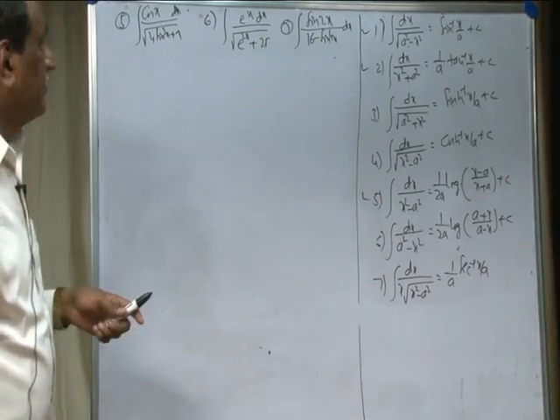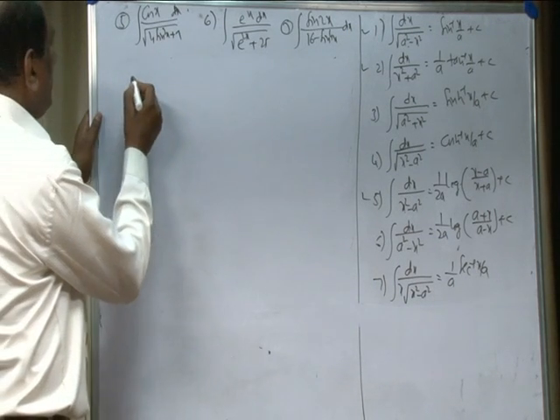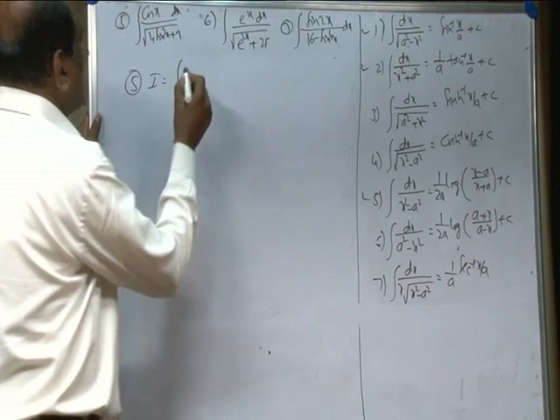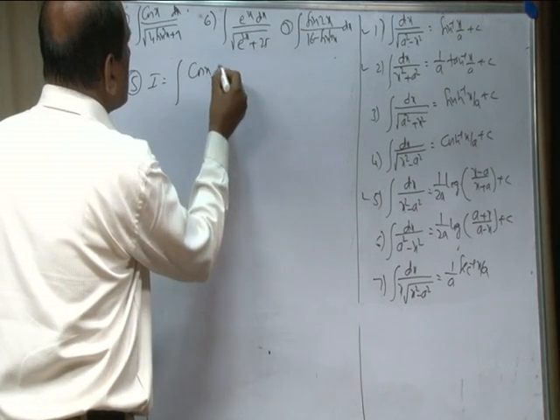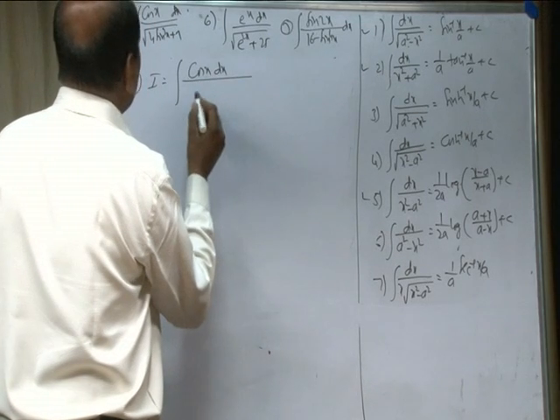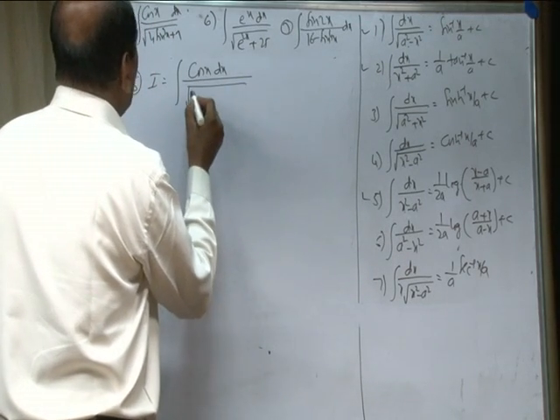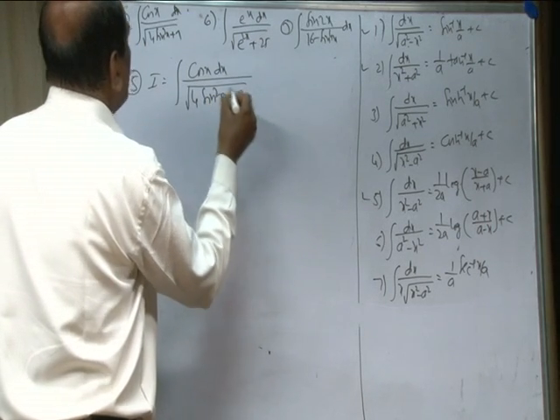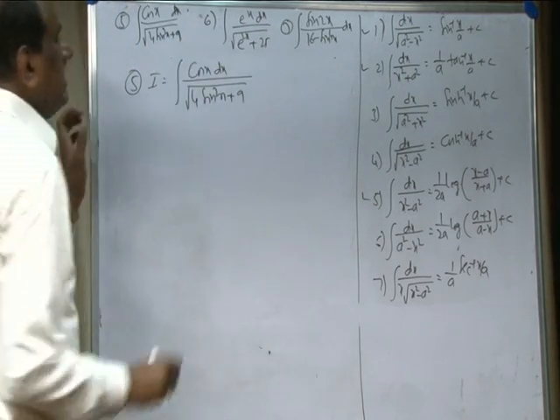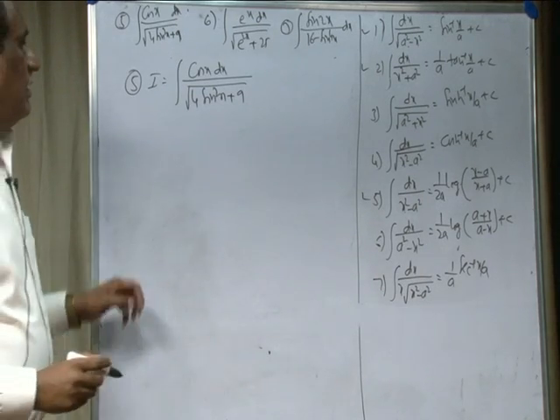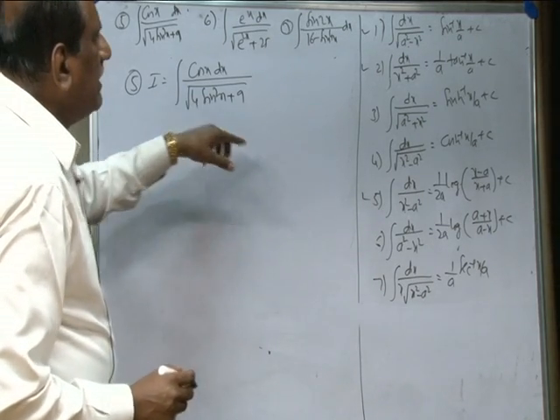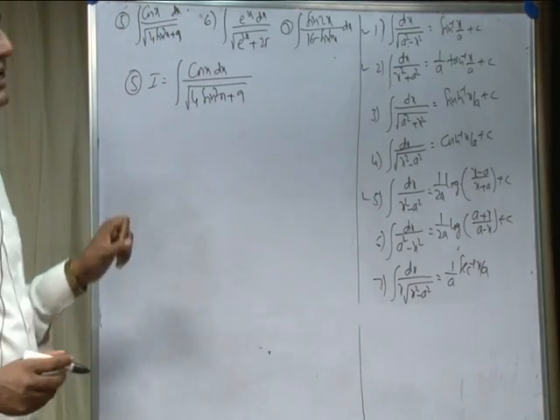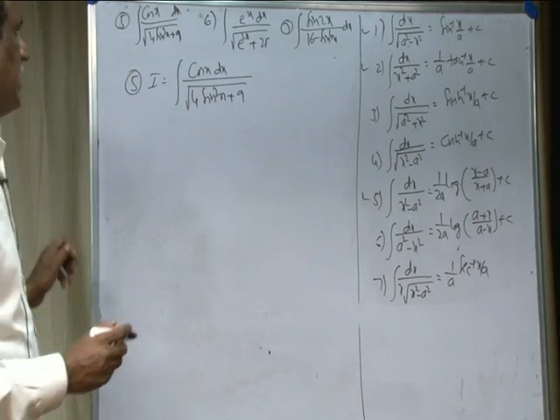Problem number 5. See here, fifth problem: I is equal to the integration of cos x dx divided by the root of 4 sin square x plus 9. Now, this is not in any one of these forms. So, therefore, take the substitution for the denominator, that is sin x.